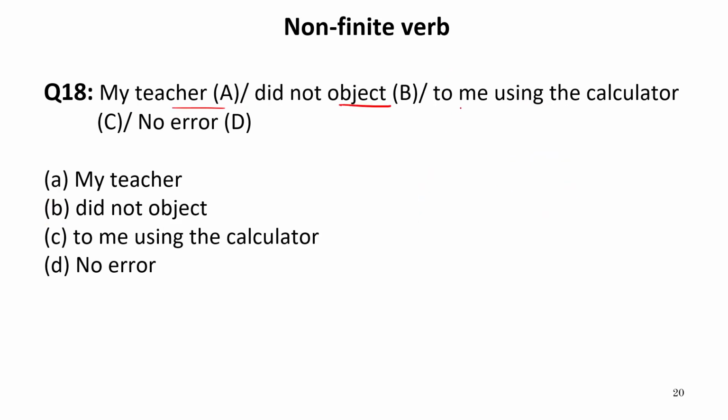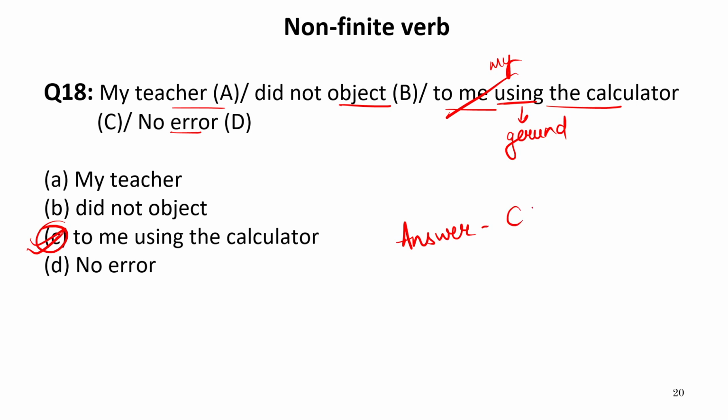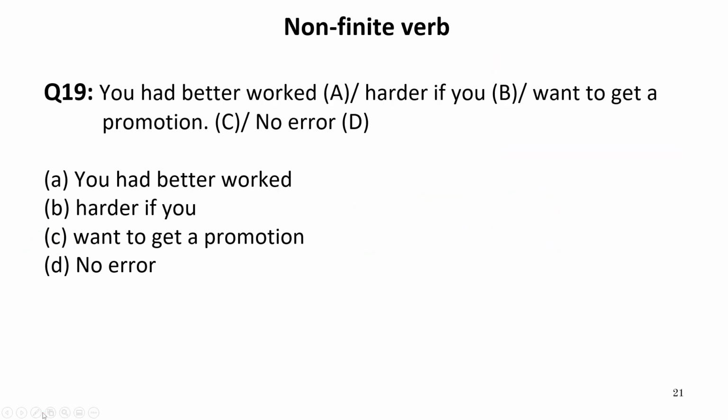My teacher did not object to me using the calculator. Now, whenever we have a gerund, this using is a gerund over here, and before it we use possessive case. So this me should be replaced with my. Whenever we have a gerund, it should be preceded by a possessive case if there is a noun or pronoun. So my teacher did not object to my using the calculator. Therefore, the error is in part C, so our answer is C. Now let us move to the next one.